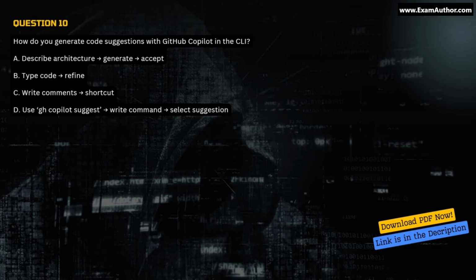Question 10. How do you generate code suggestions with GitHub Copilot in the CLI? A. Describe, architecture, generate, accept. B. Type code, refine. C. Write comments, shortcut. D. Use gh copilot suggest, write command, select suggestion.